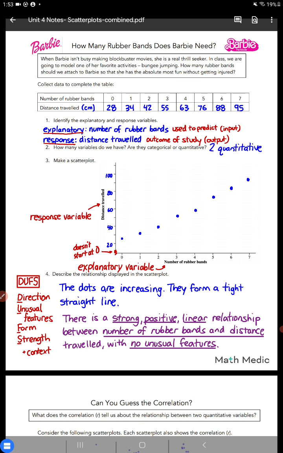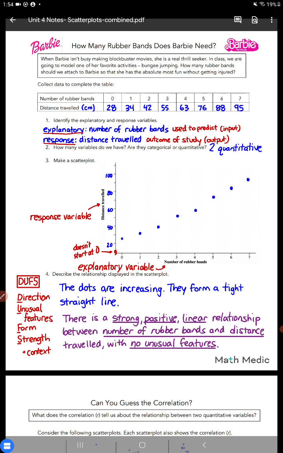However, since I don't have you in person, I have recorded some data below. And so what I have recorded is the number of rubber bands that are attached to Barbie as she does some different bungee jumps, right? And so if you look at our two variables, one of them is the number of rubber bands that are attached to Barbie. That makes up her bungee cord. The other variable is her distance traveled, and that is going to be measured in centimeters.